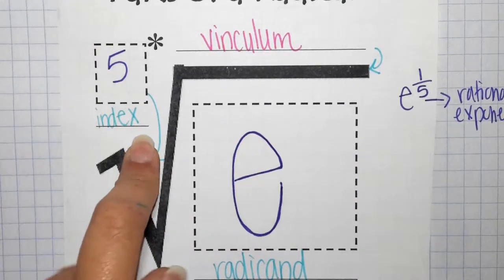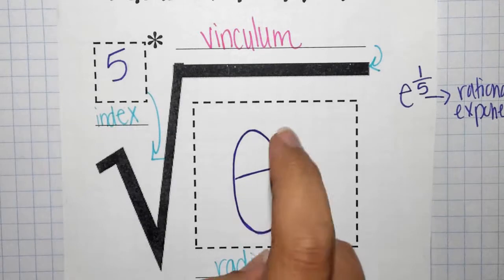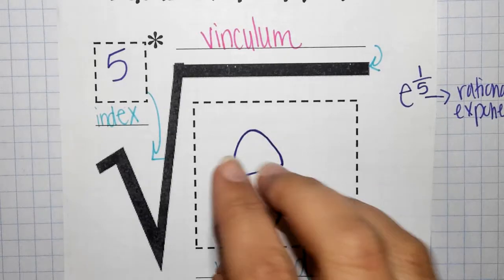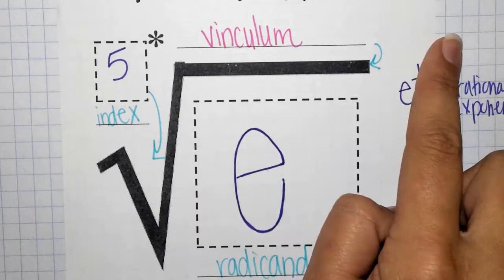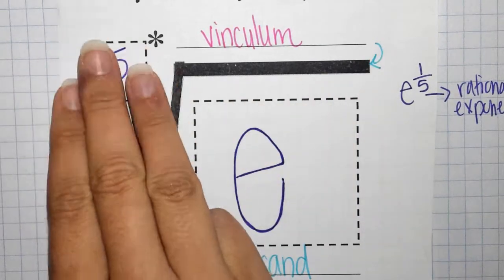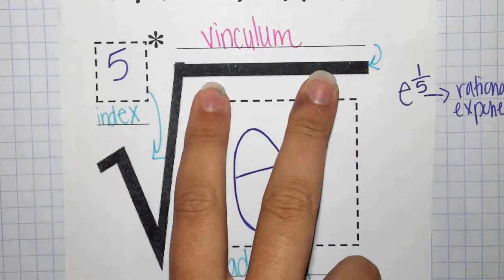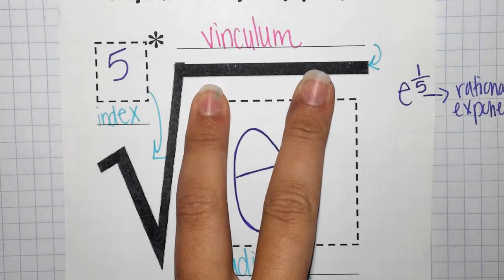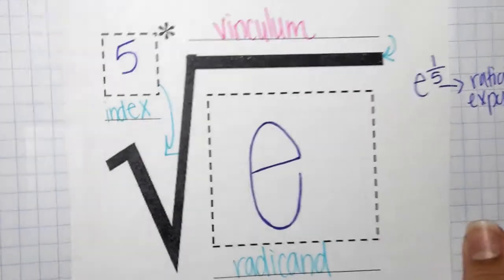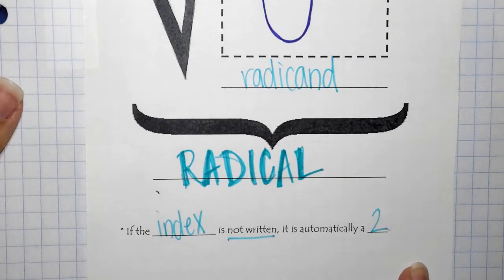So, if there's a 5 here, that means that you need 5 of the same number that multiplies together to give you this. So, you would need 5 E's to be able to get rid of the radical. If there was a 4, you would need 4 E's. If there was a 3, you would need 3 E's. And if there was nothing, you would need 2 E's, because if the index is not written, it is automatically a 2.